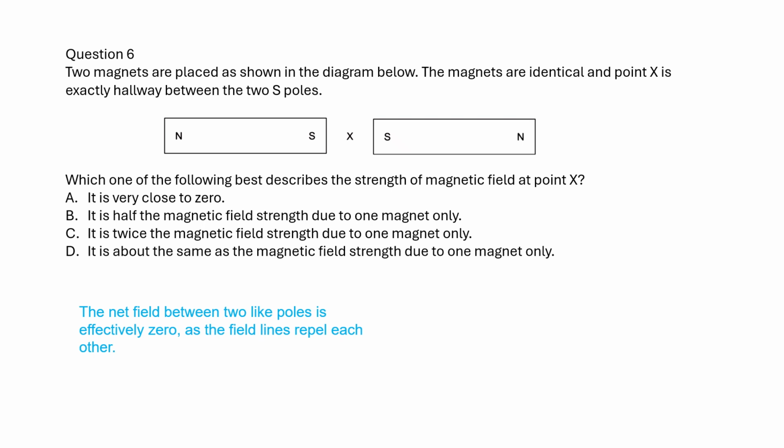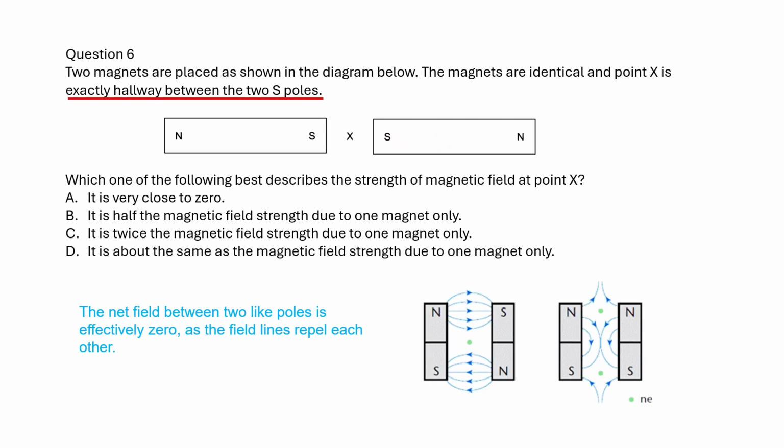Point X is located exactly halfway between the two south poles. Because the field lines repel and the distance to each pole is equal, the magnetic field at point X is zero.